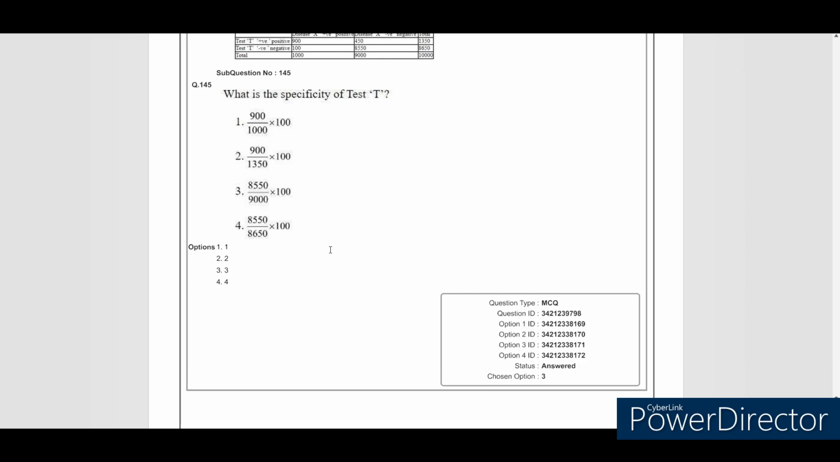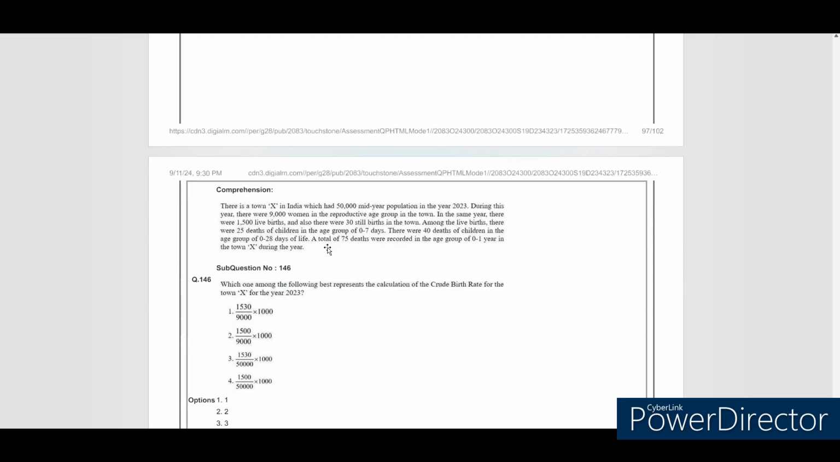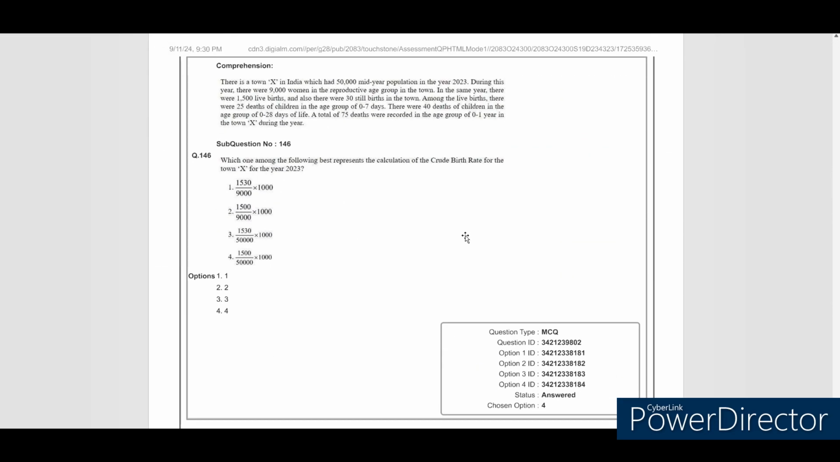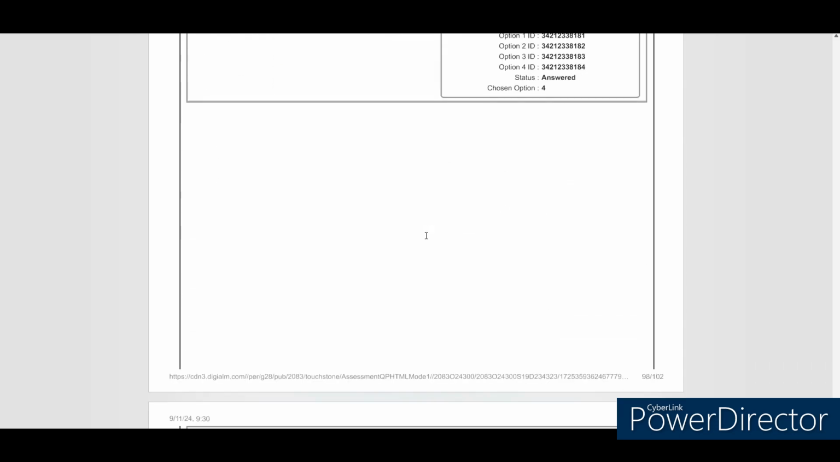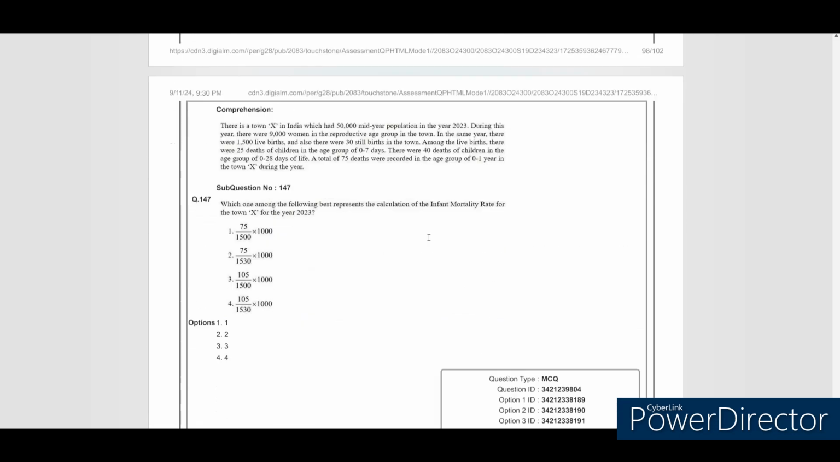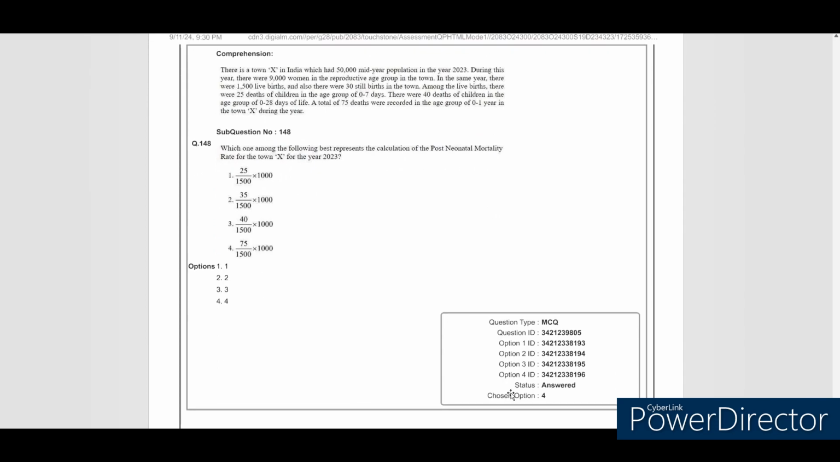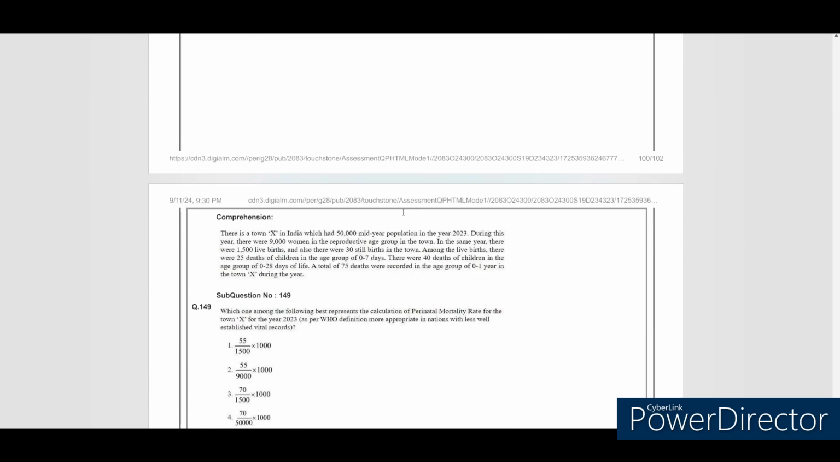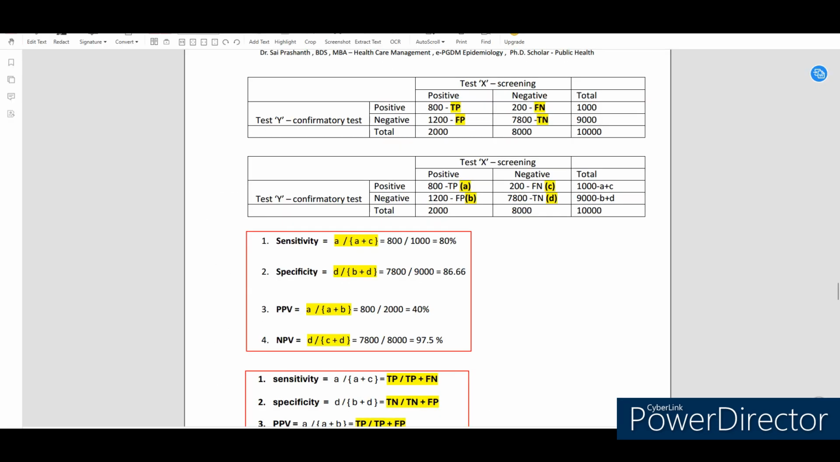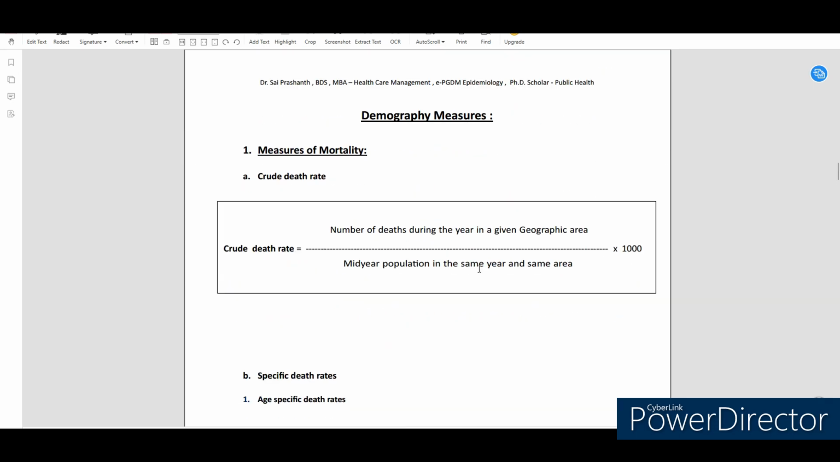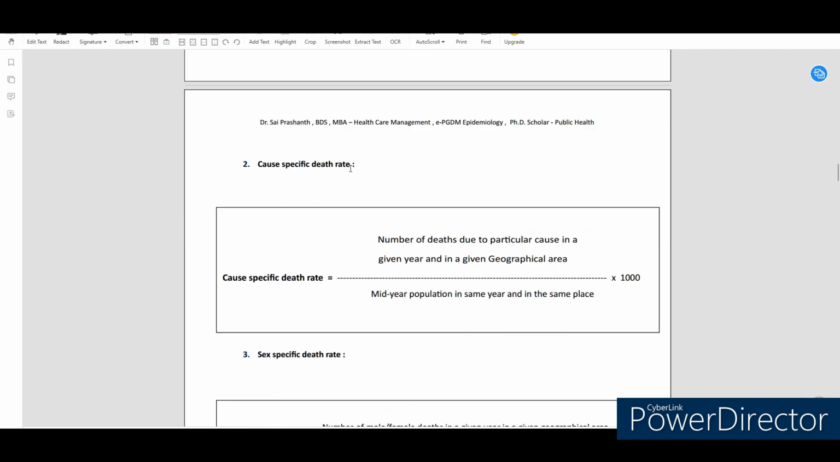Now coming to the next comprehension, that is related to demography, which is very easy because I already made a video on this, okay? How to calculate these rates, in a separate video. Please go and watch it. It's in my playlist. For the time being, I will show the formulas from my SMCH notes. So let me show the formulas for demography. Okay, these come under demography measures, okay? So it includes measures of mortality and also measures of reproduction.